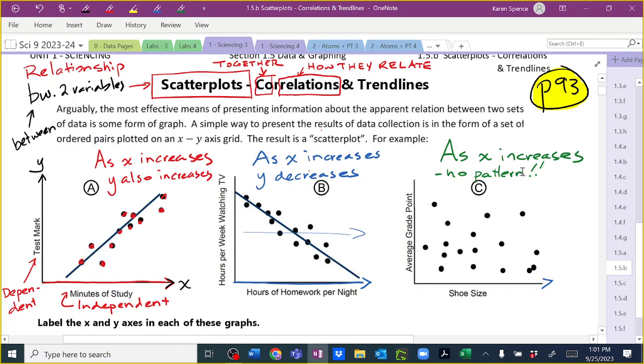So as x increases, y also increases. This is known as a positive correlation. So if x and y do the same thing, that's a positive correlation.